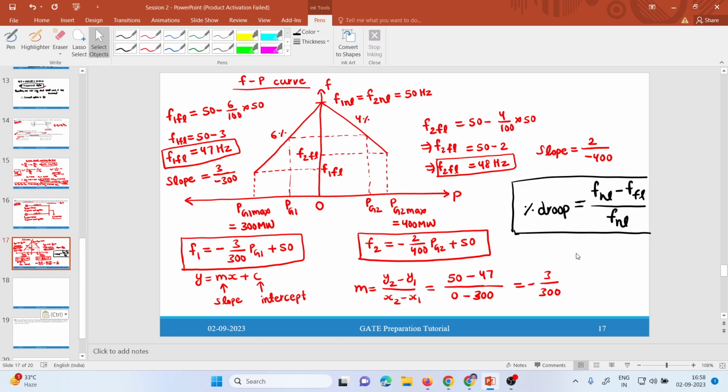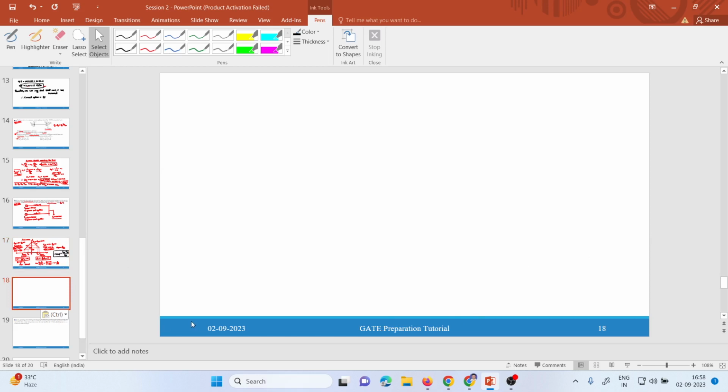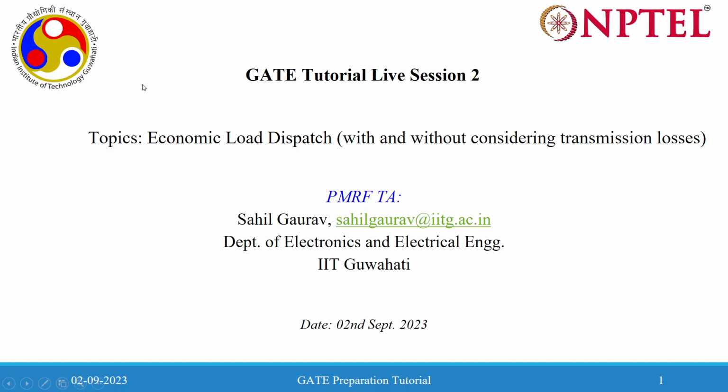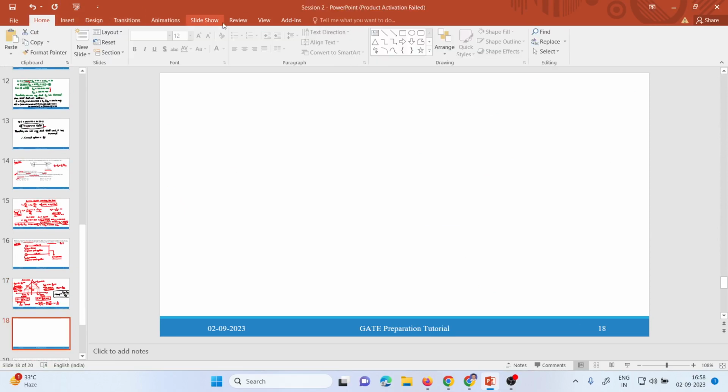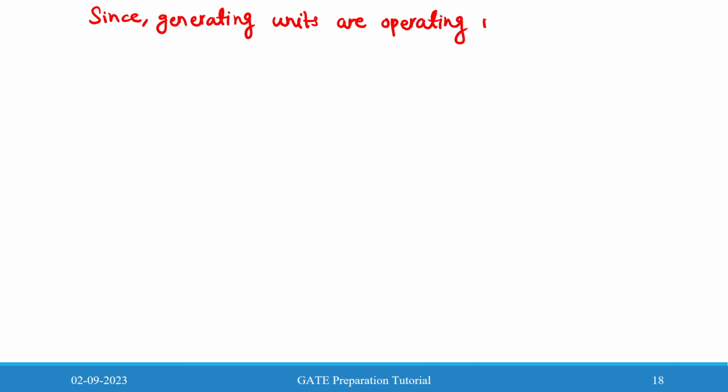So till here, is there any doubt? So now we need to just put F1 is equal to F2. Since generating units are operating in parallel, F1 is equal to F2, because frequency will be same for both the generators.